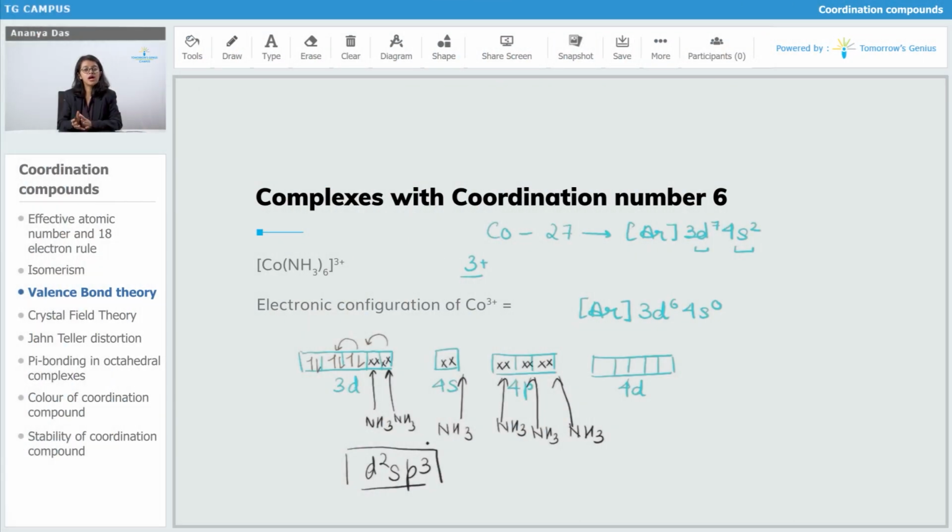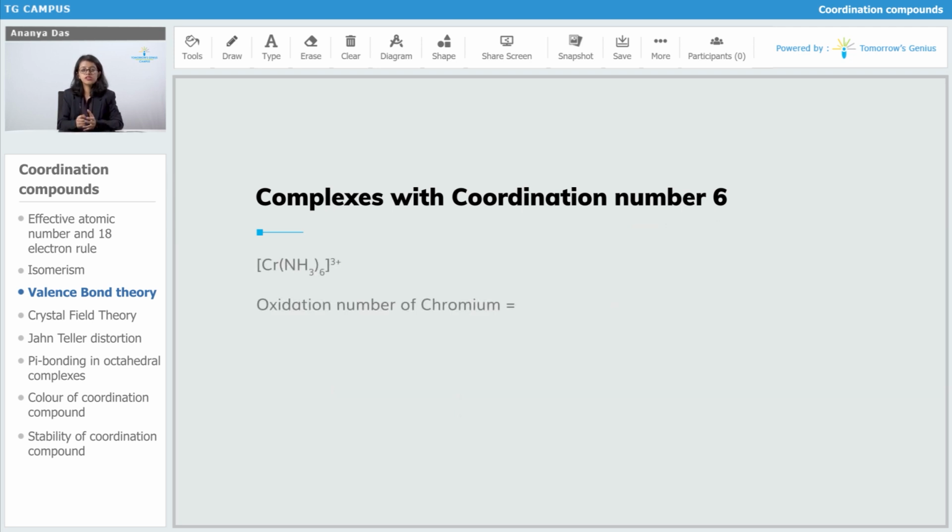Now let us go to another example and see what is going to happen in that. The next example is again an octahedral complex, which has a coordination number 6, and in this case instead of cobalt we have chromium. First of all, again you need to determine the oxidation number of chromium. So X plus 6 into NH3 will be equal to plus 3. So X is equal to plus 3 because NH3 is 0. So the oxidation number of chromium is also plus 3.